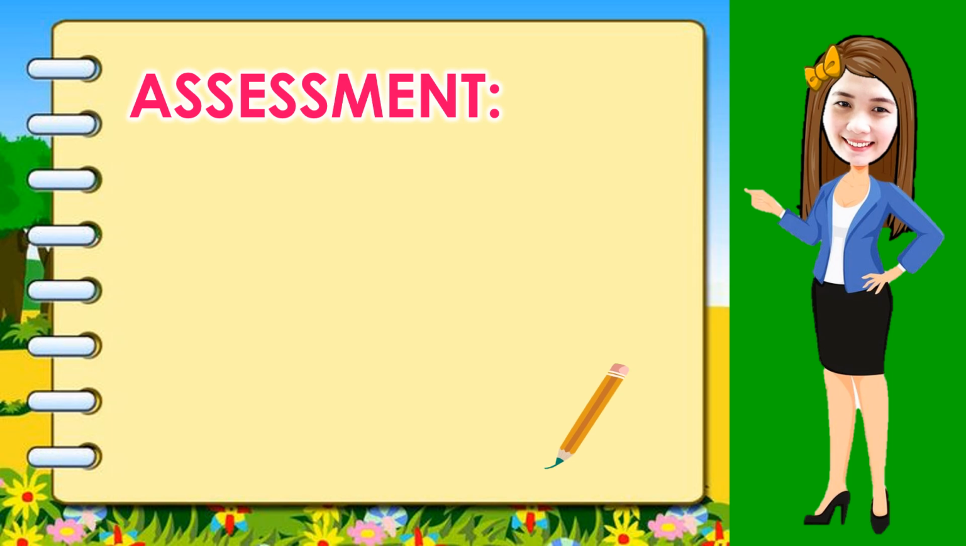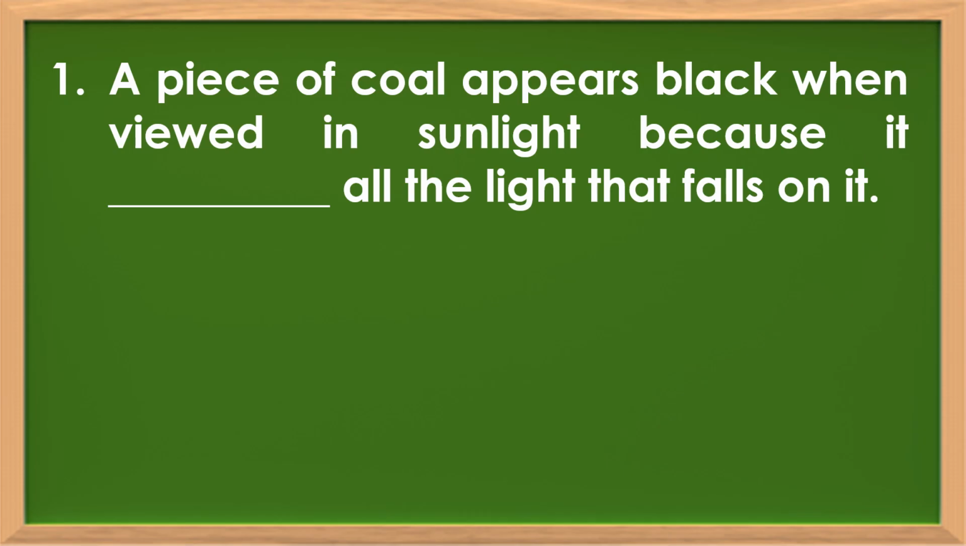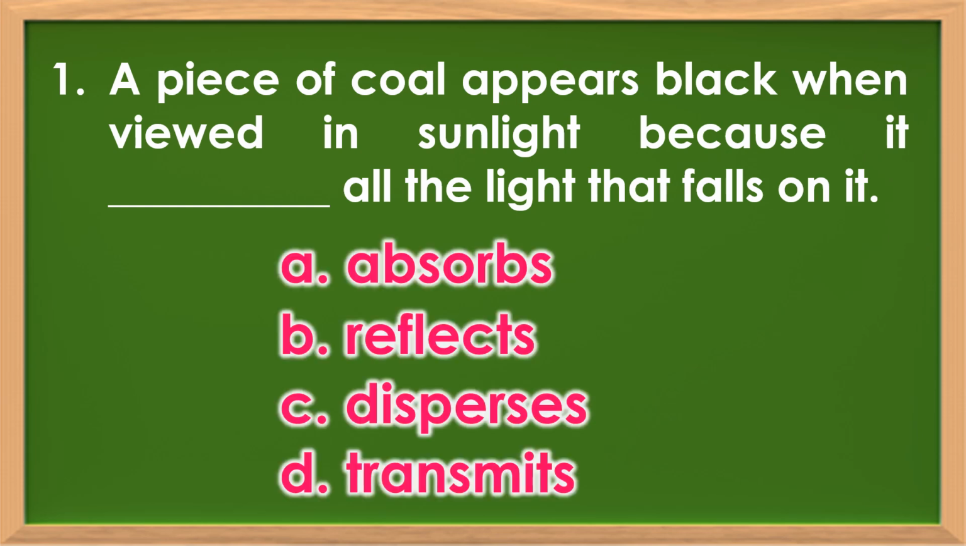Grade 5 learners, to check your understanding of the lesson, you are going to read the question and choose the letter of the best answer. Number 1. A piece of coal appears black when viewed in sunlight because it blank all the light that falls on it. A. Absorbs, B. Reflects, C. Disperses, D. Transmits. Very good. The answer is letter A.